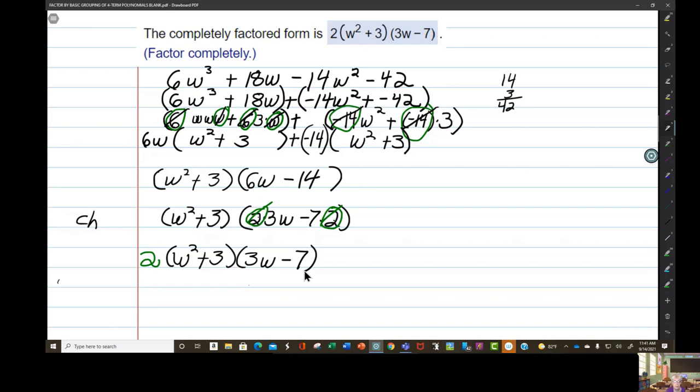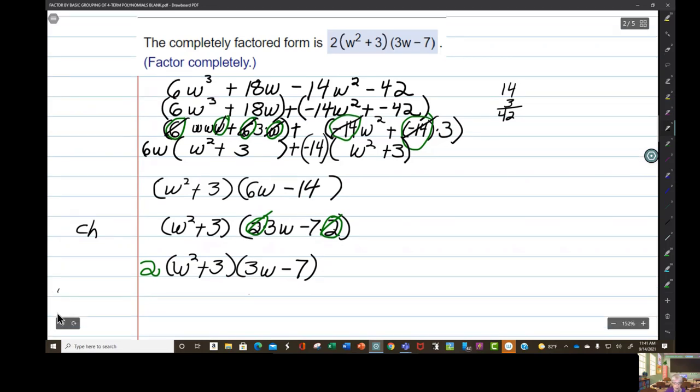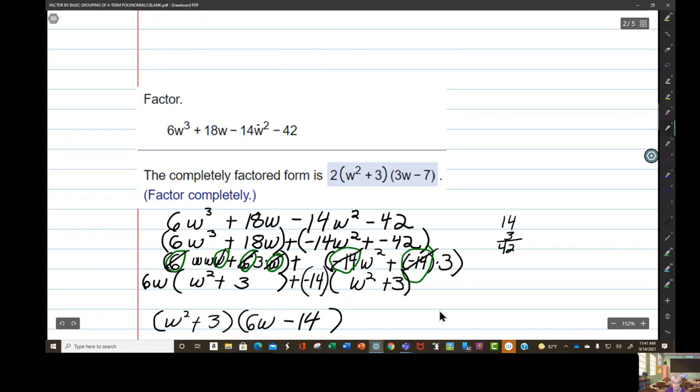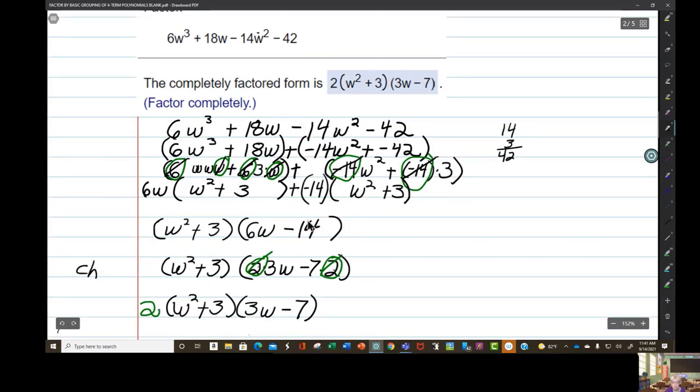But notice this, checking would have gotten me the problem I started with. And I could have honestly put the previous answer, this W squared plus 3 times 6W minus 14, in the answer box and it would have been wrong, because I did not take the 2 out of here. So always remember that. You know what I did wrong? Here's what I did wrong. I skipped step 1. Step 1, 2 goes into each of these numbers. If I had pulled a 2 out at the very beginning, this entire problem would have been easier.